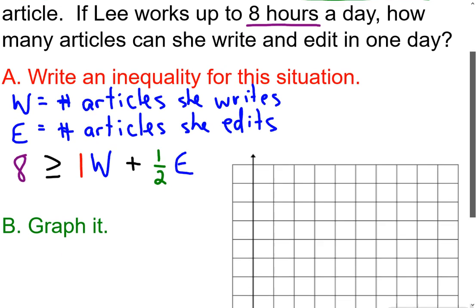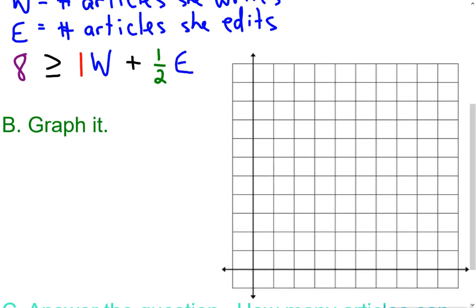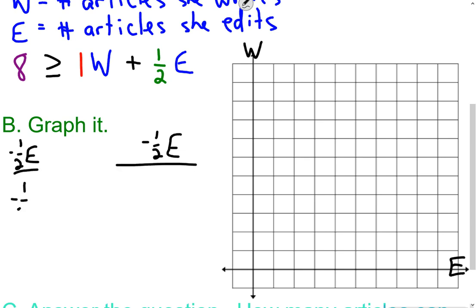Now, if I want to graph it, again, I don't have to, but I think it's helpful to have it in slope-intercept form. And in this one, I'm going to let W be my y-axis. So I'm going to put a W here, which then means E has to be along my x-axis. And that means I'm going to have to solve that inequality for W, which means I just have to subtract 1/2 E from both sides. And now I have negative 1/2 E plus 8 is greater than or equal to W.